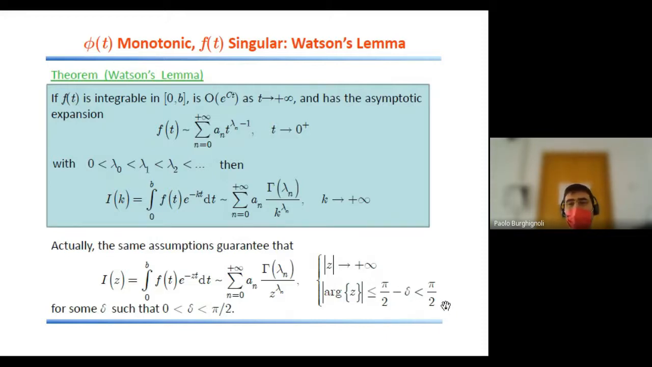So you can imagine some angular sector which is contained strictly in the right half plane of the complex z plane. Inside this angular sector, this asymptotic formula holds, in which now the function I of the complex variable z is approximated in terms of inverse powers of z. Note that lambda n are numbers that are generally real numbers, not necessarily integers.